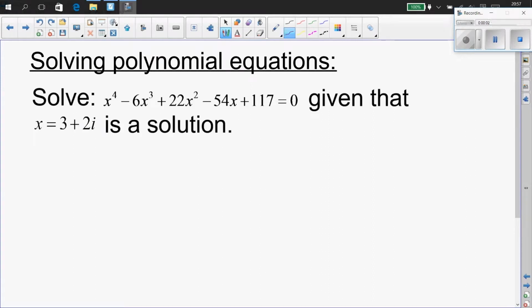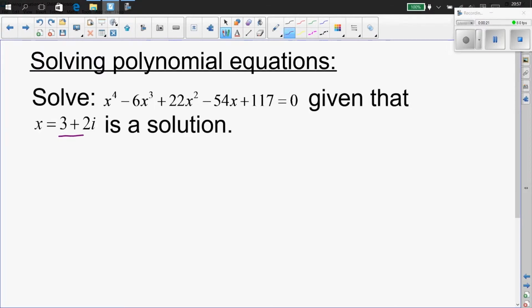Solving polynomial equations. I'm asked to solve x to the 4 minus 6x cubed plus 22x squared minus 54x plus 117 equals 0. And I'm given one of the solutions. I'm given that x equals 3 plus 2i, which is a complex solution.